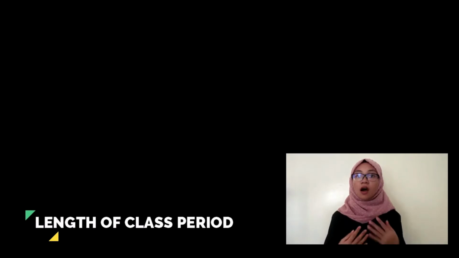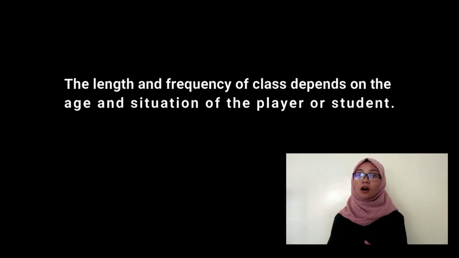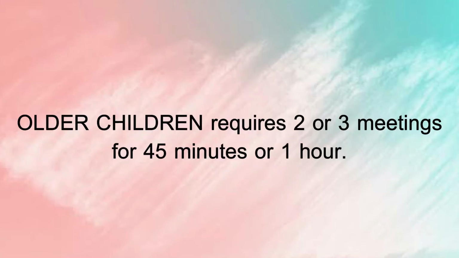The next one is the length of class period. Our attention span varies from one to another. There are also situations sometimes that we need to handle. That is why the length and the frequency of the class depends on the age and the situation of the players or the students. A very young child ideally requires 10 to 15 minutes of daily experience. As for older children, they require 2 or 3 meetings of 45 minutes or an hour to work out well.